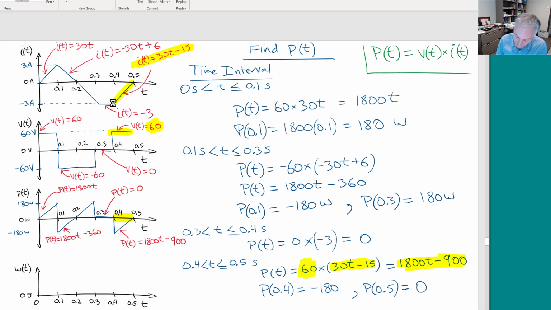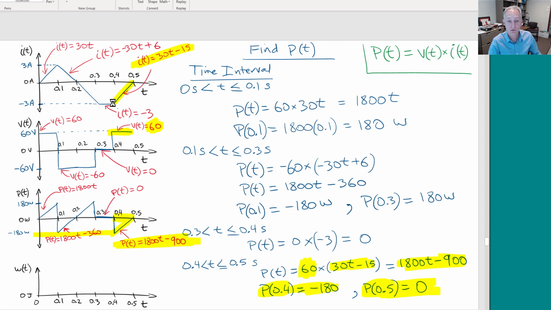So then we can put in the data points. At 0.4, it's at minus 180. So that's this point down here. It's minus 180, same as the other one. And it rises up at time 0.5 to 0. So it rises up here. So that's a line segment, and this is just writing the equation for that line segment for power right there, 1800t minus 900. So that is the power.